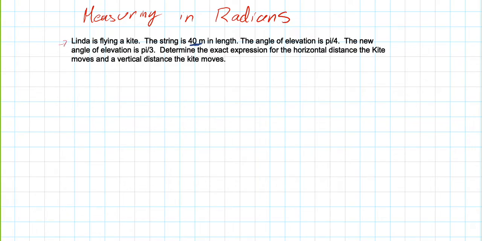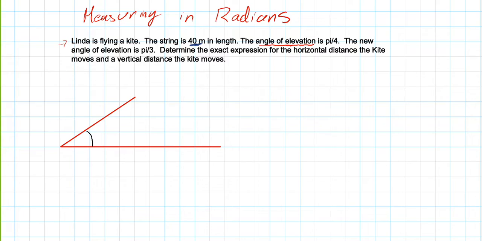So we got Linda here, she's flying a kite, and the string is 40 meters in length. Wonderful. Angle of elevation. So that's a really specific definition. I don't know if you're familiar with it, but the angle of elevation is always measured against the horizontal. So I have a horizontal plane here, and the angle of elevation is just the angle with that horizontal. So that's your angle of elevation, okay?